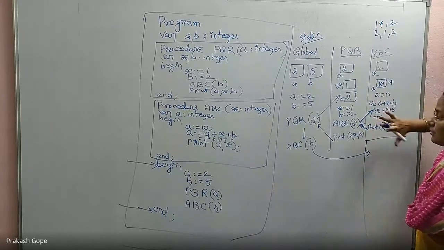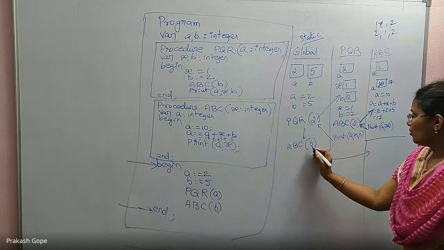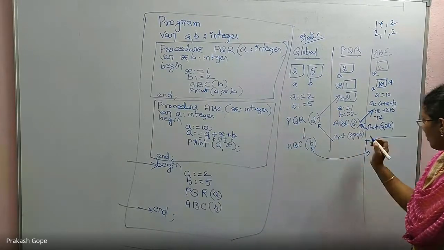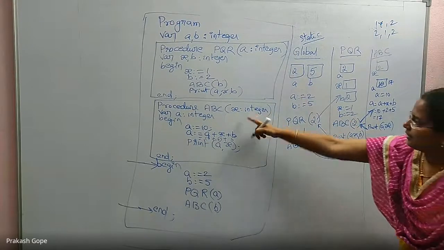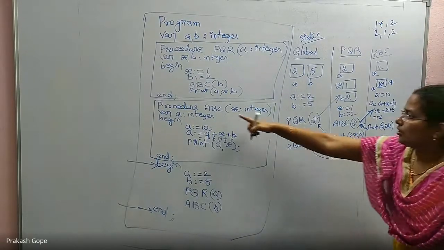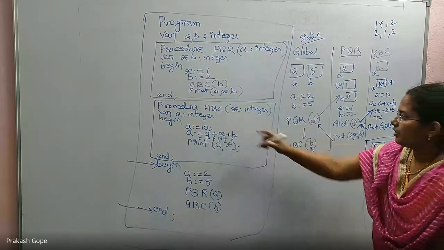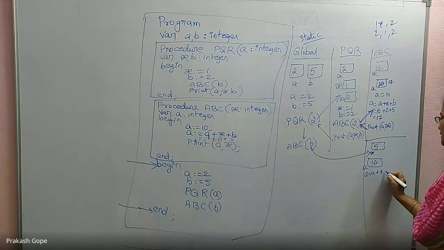It is already erased. Okay. So ABC of B. B value here is 5. So you will copy 5 into the formal parameter of ABC, X. Copied with 5. There is a local variable A also. Yes, declared. A equal to 10. Then A equal to A plus X plus B.